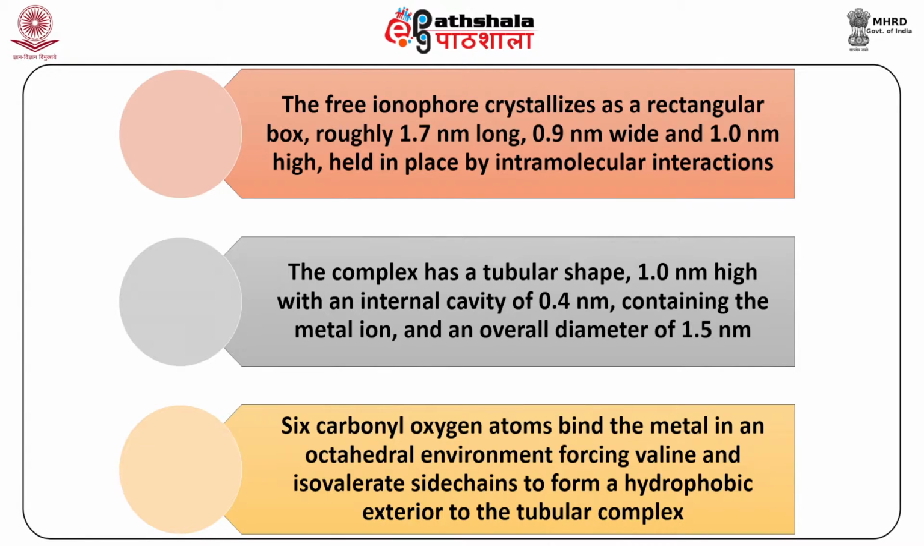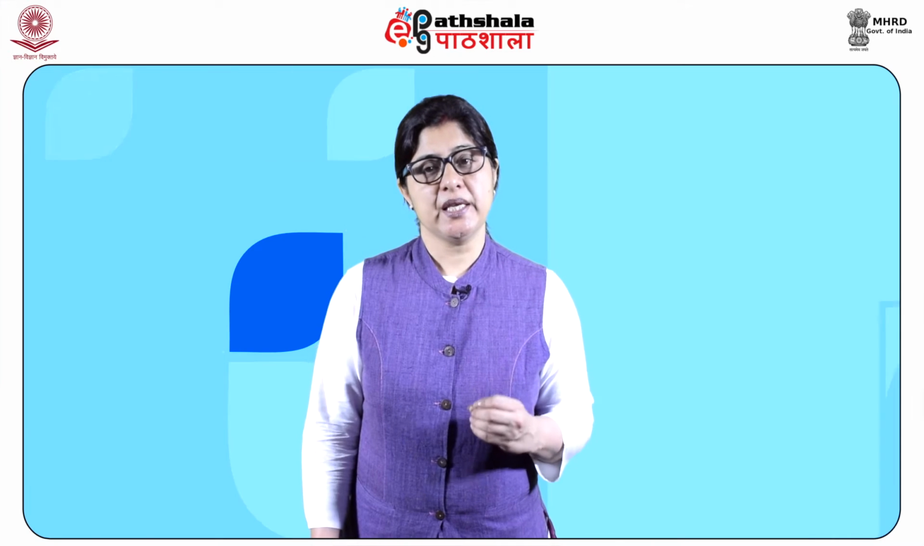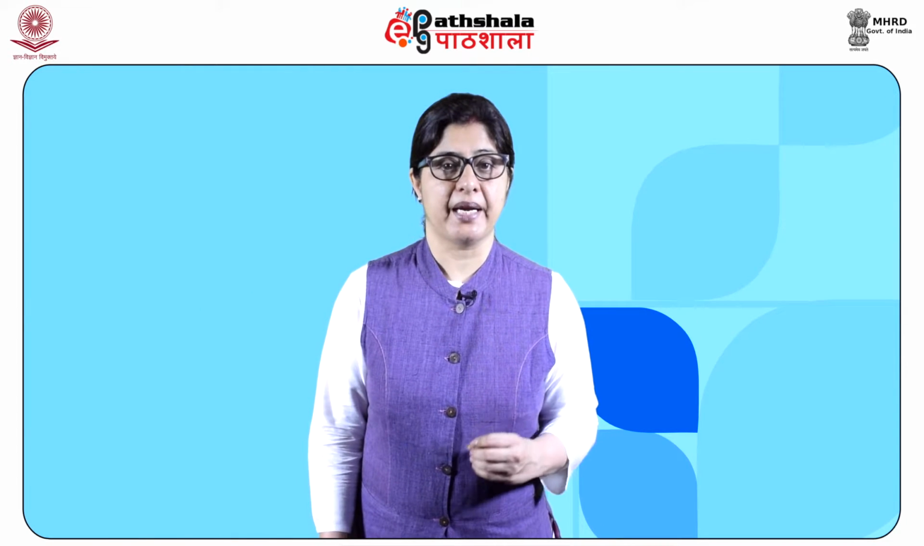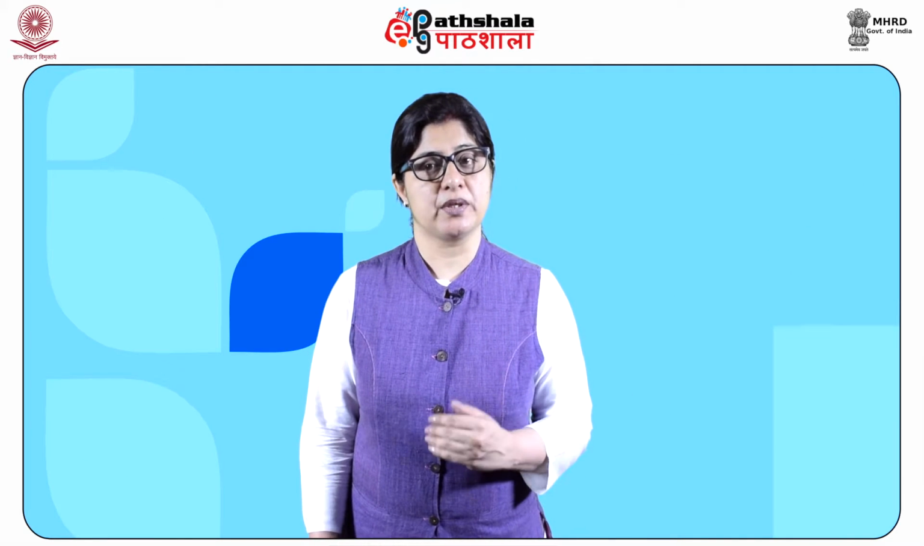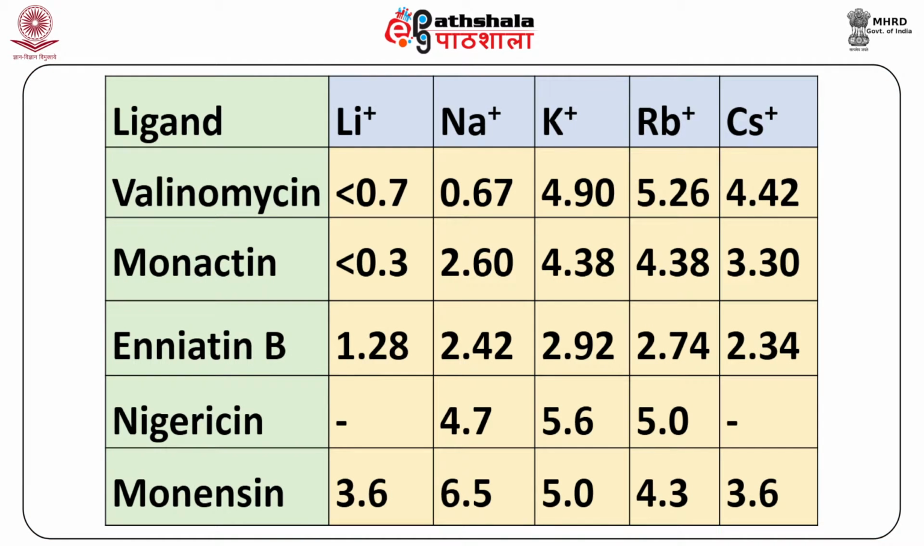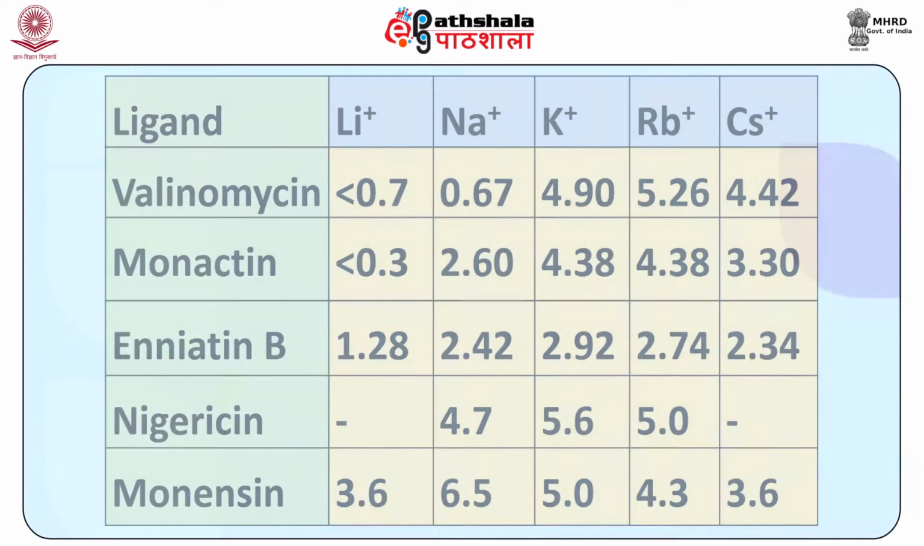Six carbonyl oxygen atoms bind the metal in an octahedral environment, forcing valine and isovalerate side chains to form a hydrophobic exterior to the tubular complex. It is the inversion that occurs upon metal binding that turns the hydrophilic ligand into the hydrophobic, lipid-soluble complex. Binding constants for a range of naturally occurring ionophores are given here in the table. Note that many ionophores bind strongly to potassium ions, while only monensin actually binds sodium ions with selectivity.